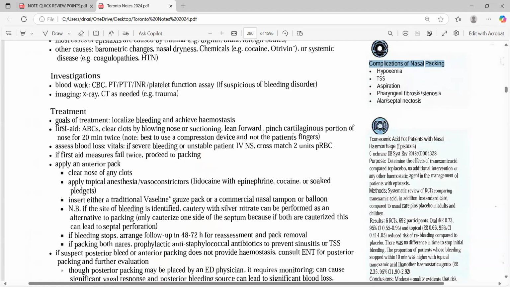First aid is ABCs, clear clots by blowing the nose, and then lean forward and pinch the cartilaginous portion of the nose for 20 minutes, then assess the blood loss. If first aid measures fail, then continue with the packing. So don't directly jump to the packing.